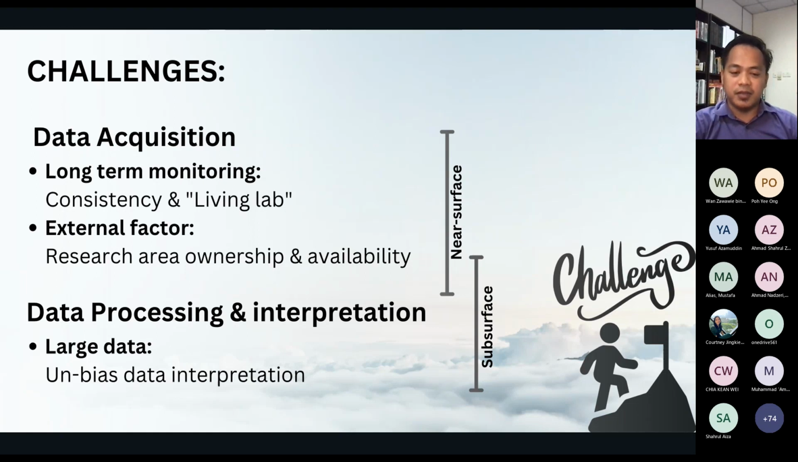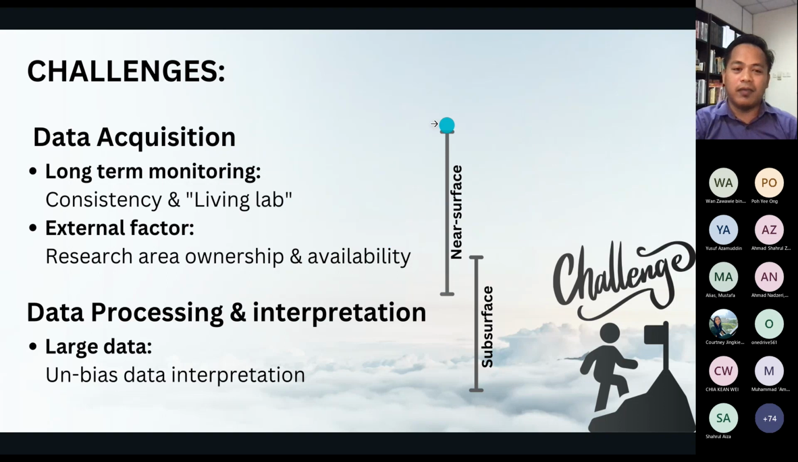But for subsurface, nowadays we have a challenge in data processing and interpretation. To collect the data is quite easy. Not easy, but it's kind of becoming standard at the moment. A lot of devices and instruments have become faster, more robust, and easier to acquire data with. So the problem in this situation, in order to monitor, is that we have too much data. So how are we able to produce an unbiased data interpretation? Because every human has their own perspective or their own preferences. There's no neutral person in this world. So this is the thing that we need to consider.